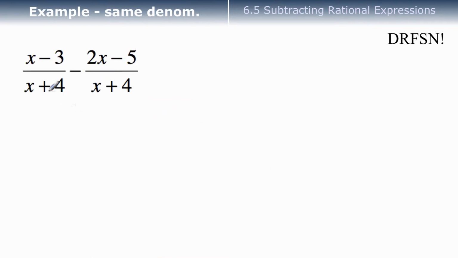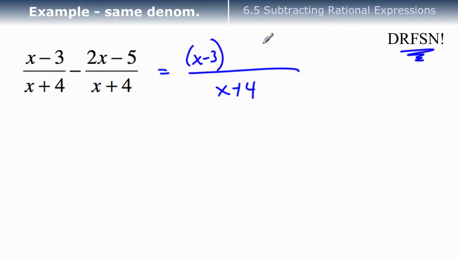Here's one. Is the denominator the same? Yes, it is. So I'm going to write this whole top thing over top of just one denominator. So I keep it the same. Now watch what I do to help me with the numerators. I'm going to take the first numerator and put it in brackets, and I'll take the second numerator and put it in brackets, and then the sign that's right here goes in between them.